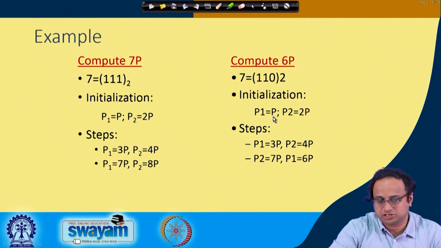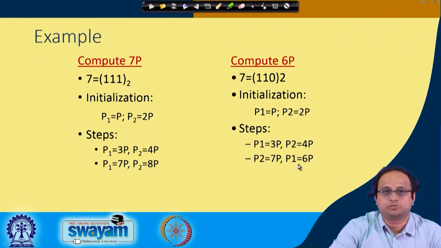So again I initialize p and 2p for p1 and p2 respectively, and since this bit is 1, I do an addition in p1, that is p plus 2p is 3p. I do a doubling in p2, which is 4p. But since this bit is 0 now, I do an addition in p2: I add 3p with 4p, I get 7p, but I double p1. So if I double p1, then from 3p I get 6p, and note that the final result is stored in p1. So it correctly computes 6p.